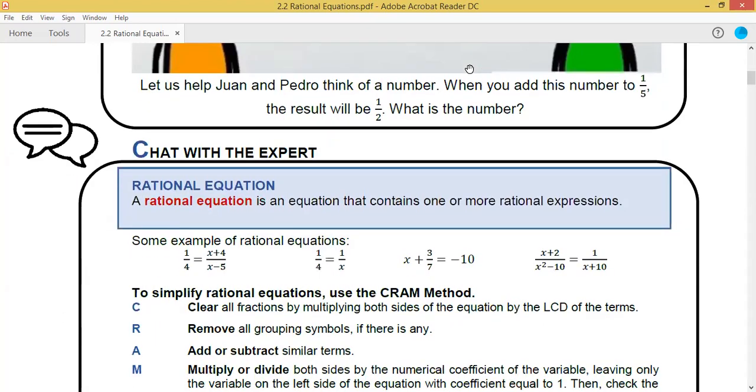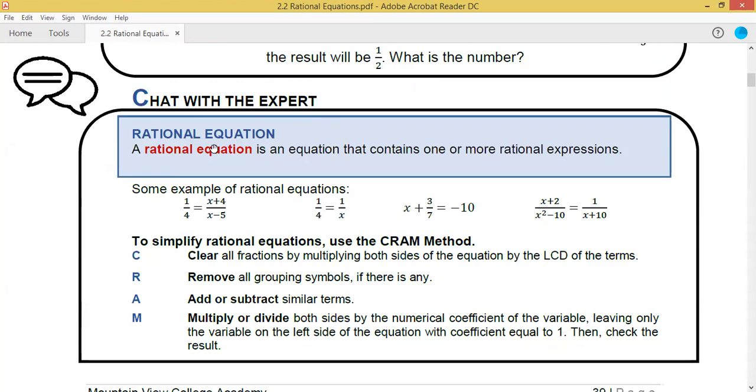Let us review what rational equations are all about. A rational equation is an equation that contains one or more rational expressions. Now remember, how do we determine rational expressions? The numerator and the denominator should be polynomials. Here are some examples. 1/4 equals x plus 4 all over x minus 5. This is a polynomial, another polynomial, so this becomes a rational expression. With an equal sign, it is a rational equation.